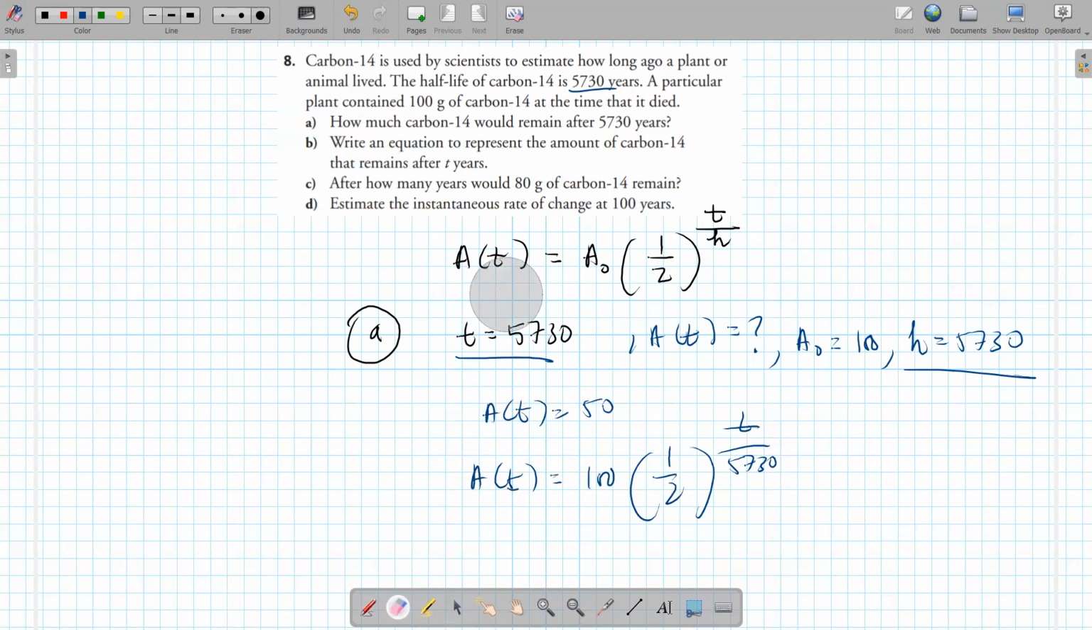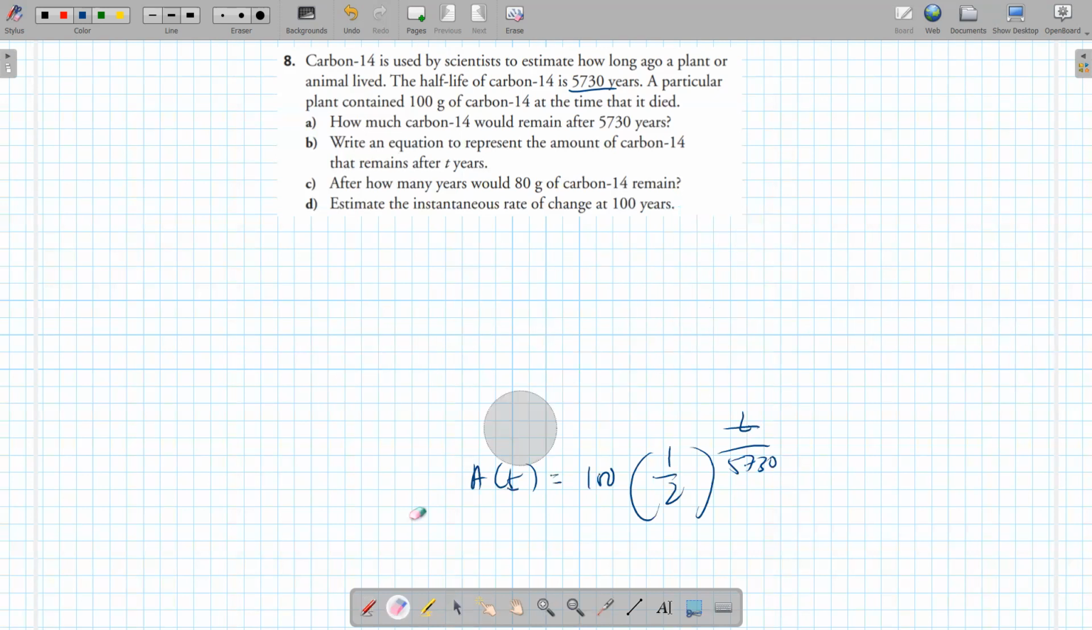This is your A of t, okay? We're going to find A prime of t. Remember, the idea is exactly the same because this is an exponential function. What will be A prime of t? It's an exponential function, so whatever you had initially, you will get the exact same thing: 100 times 1 over 2 to the power of t over 5730. You multiply this with ln of what? 1 over 2.